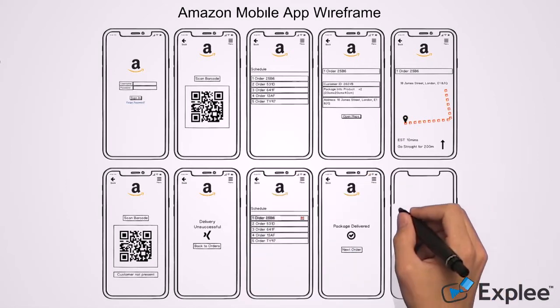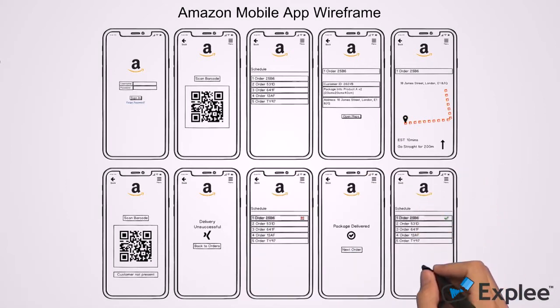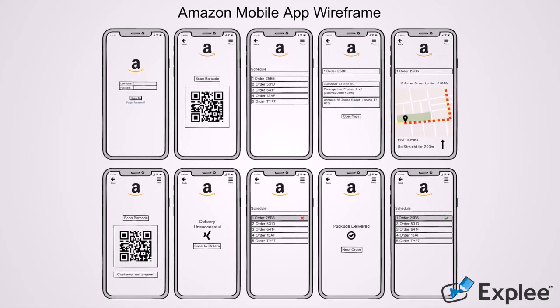At the exchange point, they would scan the package's barcode, which will result in a page showing the delivery has been successful, and an option to initiate the next one will become available. However, when the customer is unavailable, the driver can simply click on a button at the scan stage to indicate the package has not been delivered.